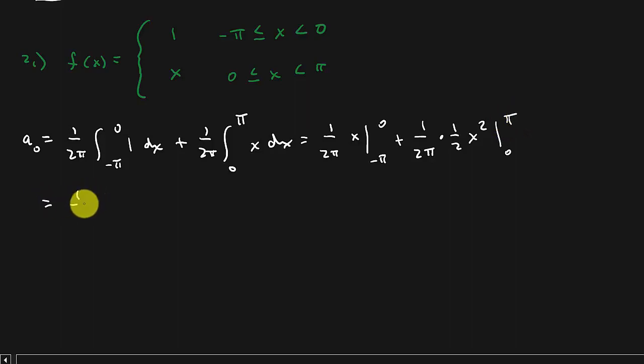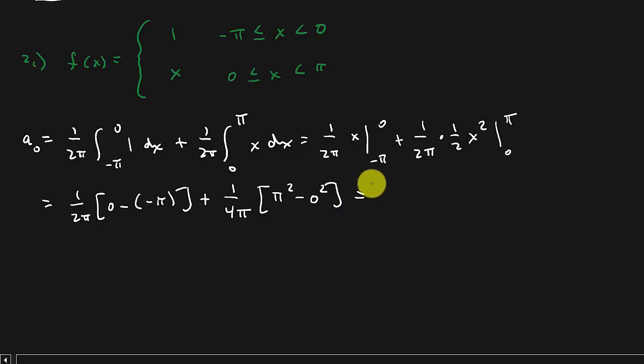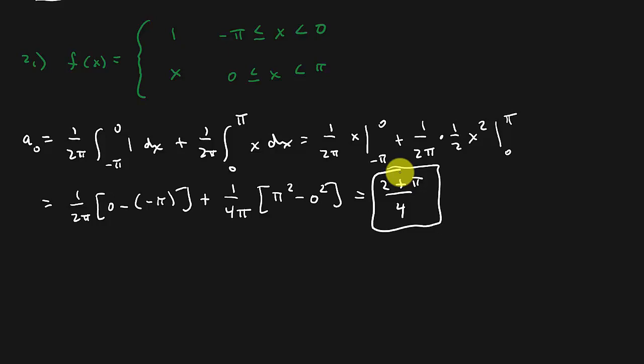And so that's going to give me 1 over 2 pi times 0 minus negative pi, plus, that's going to be 1 over 4 pi times pi squared minus 0 squared. And so when we do all this arithmetic and all that good stuff, we get 2 plus pi over 4. And so that's a naught. Okay, so all I'm doing right now, I'm just circling my constant a naught and then my coefficients.